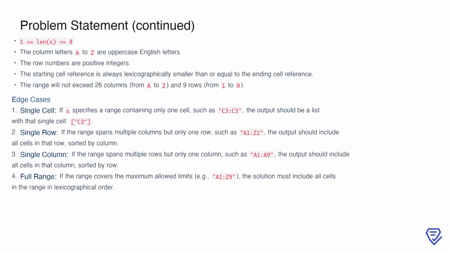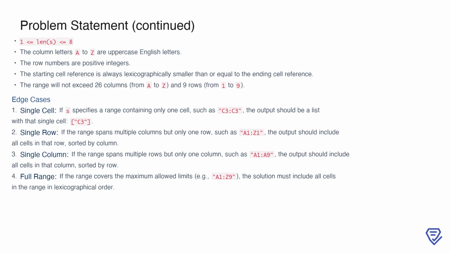Finally, let's review the constraints and edge cases. The input string S will always be valid and follow the format A1:Z9. The length of the string S will be between 1 and 8 characters. The column letters are uppercase English letters from A to Z, and the row numbers are positive integers. Additionally, the starting cell reference is always guaranteed to be lexicographically smaller than or equal to the ending cell reference. The range will not extend beyond 26 columns or 9 rows.